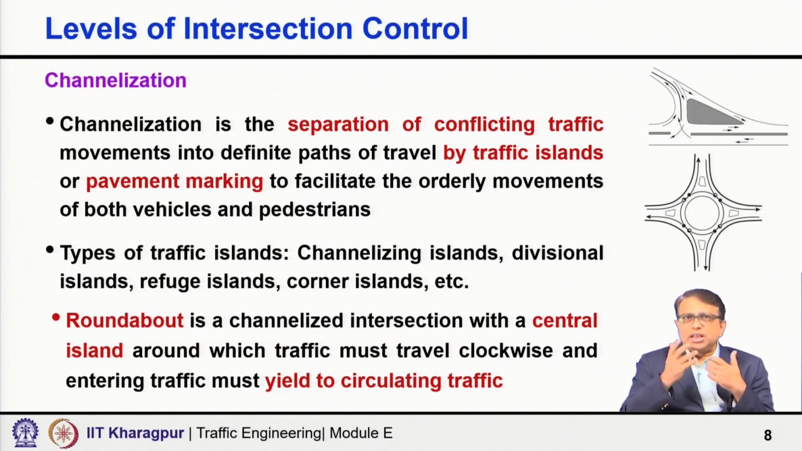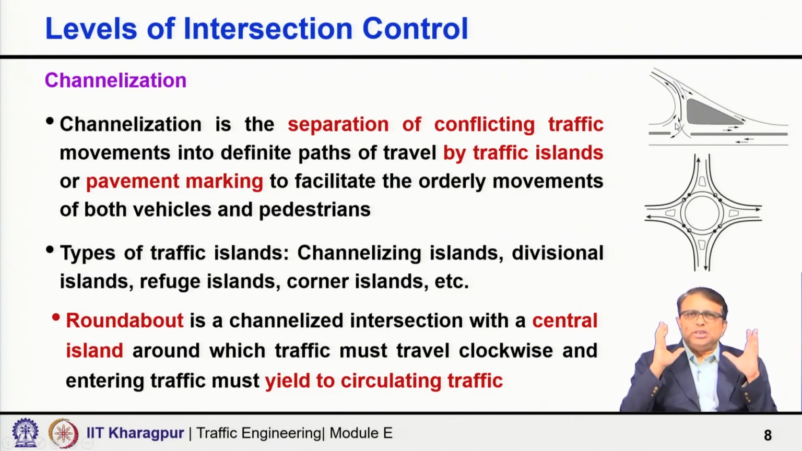For example, it could be a channelizing island, a divisional island, a refuge island or a corner island, many possibilities. I will show you some photographs to explain how different kinds of channelizations are done. Here you can see one sketch at the top, where an island has been provided. Traffic approaching from this side can go straight and merge with the traffic, and the traffic which is taking a right turn is channelized in a specific path.